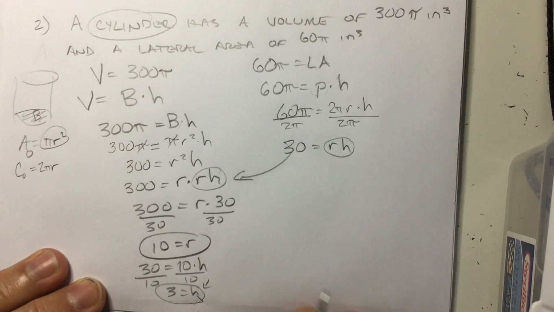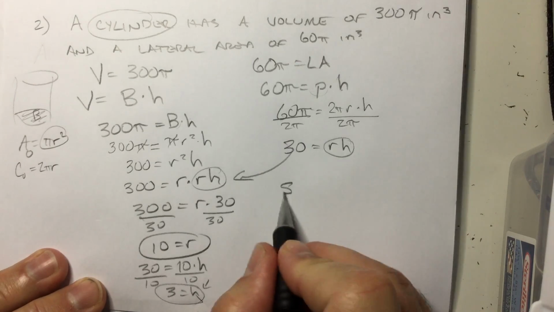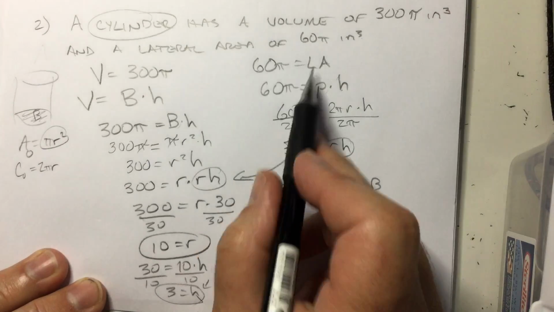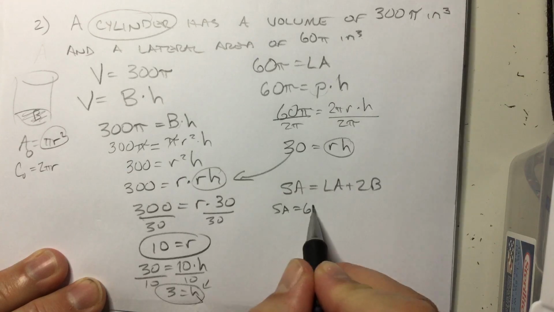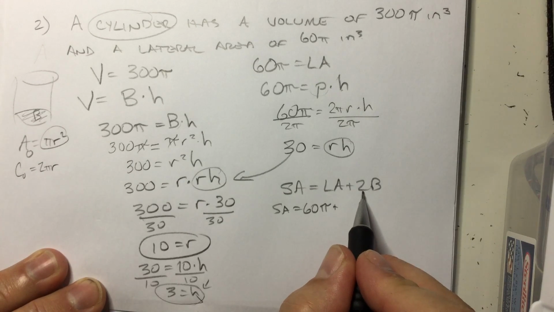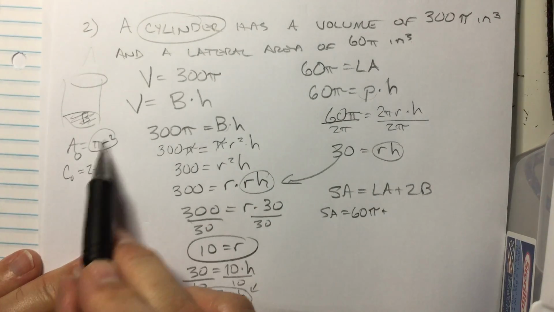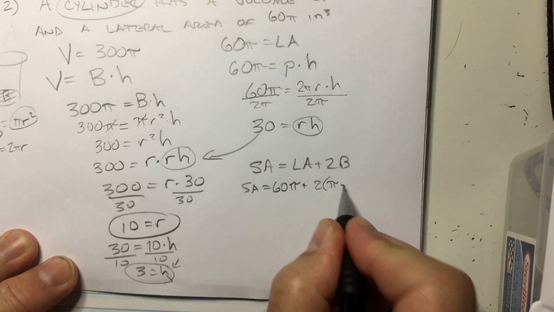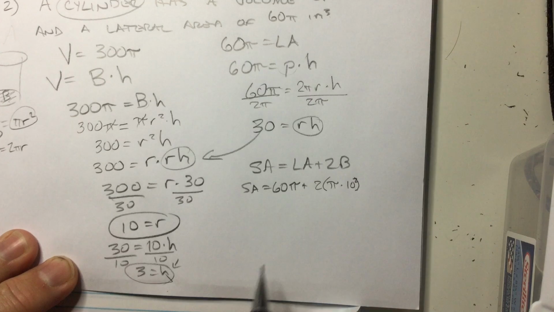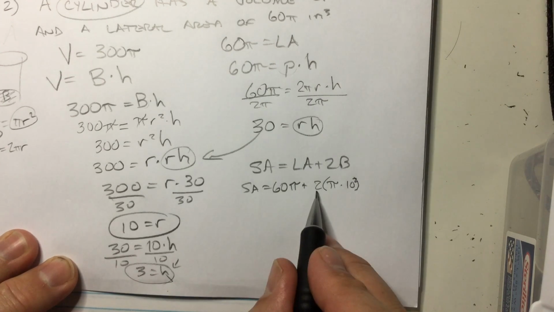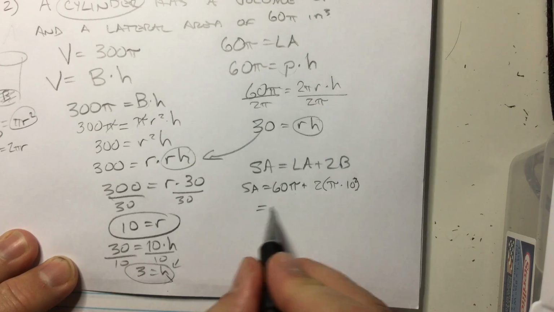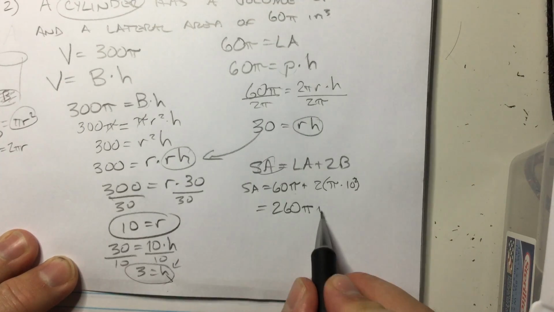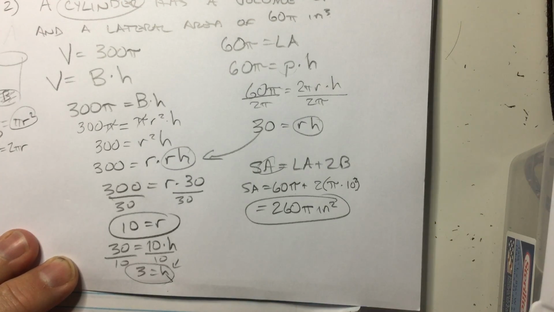Second part of the question was find the surface area. Okay, so the surface area would equal lateral area plus 2 bases. In this case, we were given the lateral area, which was 60 pi. And we know that the bases, since this is a cylinder, are circles, so pi r squared. We found the radius is 10. So plus 2 times pi times 10 squared. So pi times 10 squared, that's 100 pi, times 2 is 200 pi, plus 60 pi is equal to 260 pi. This was in inches squared. Now we're talking about area measurement, so that's going to be inches squared. Okay, hope that helps.